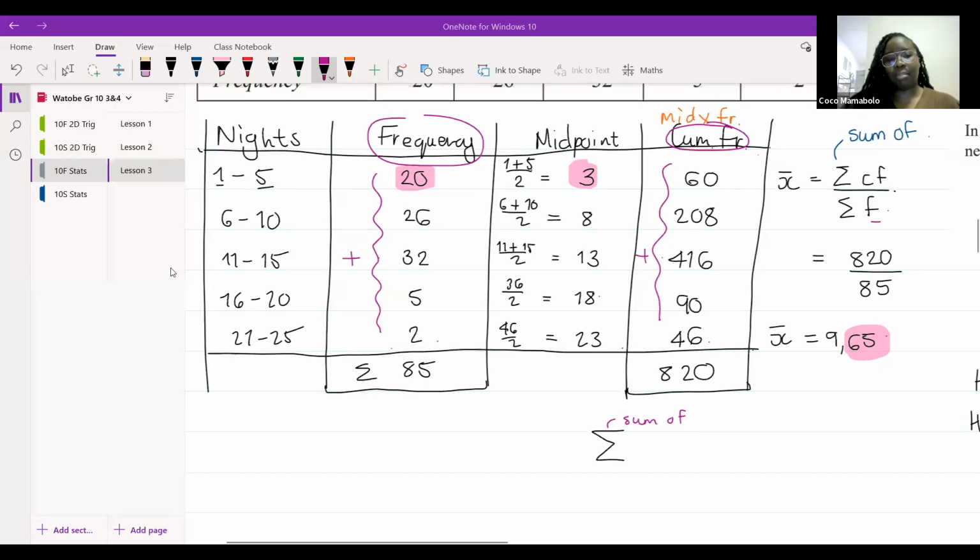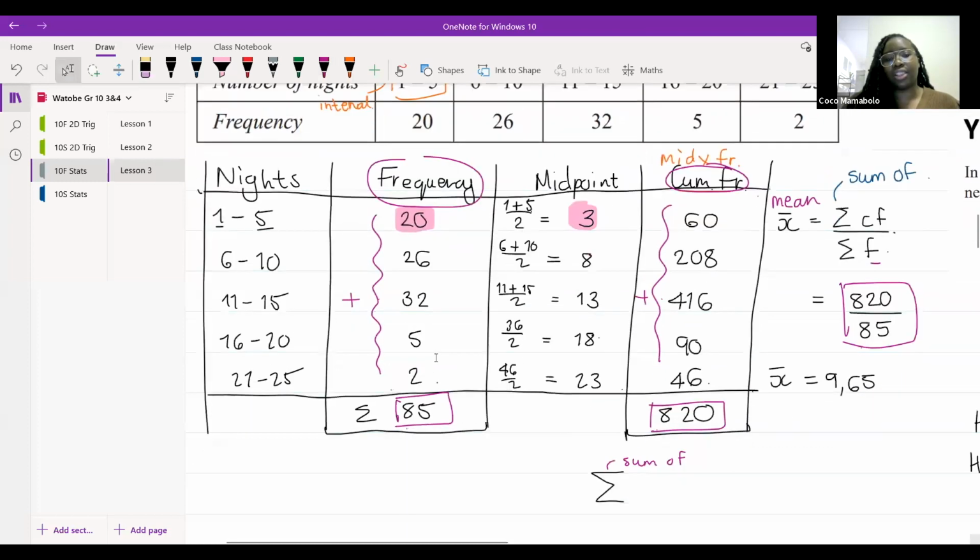I see Matabela saying, ma'am, can you explain how we got the 9.65? Remember, Matabela, the sum of our cumulative frequency was 820 divided by 85. So 820 divided by 85 gives us 9.65. That's why our mean is 9.65. That's what we did. We went 820 divided by 85. I hope that answers your question, Matabela.